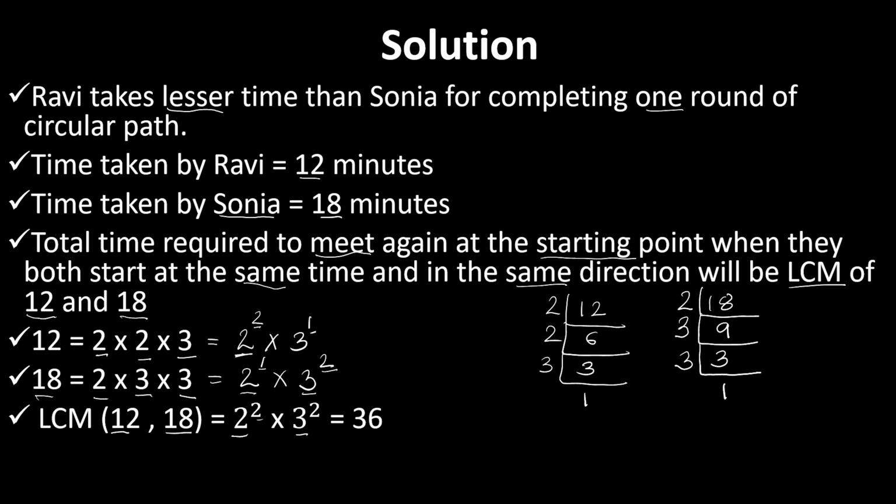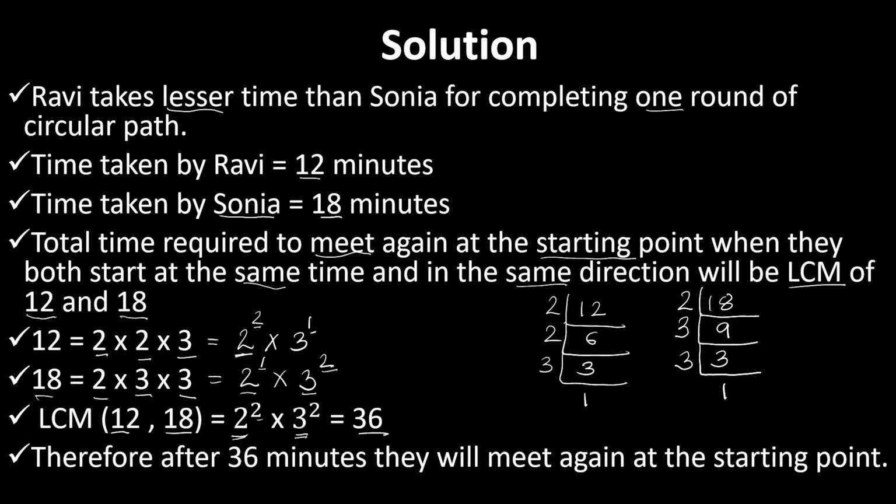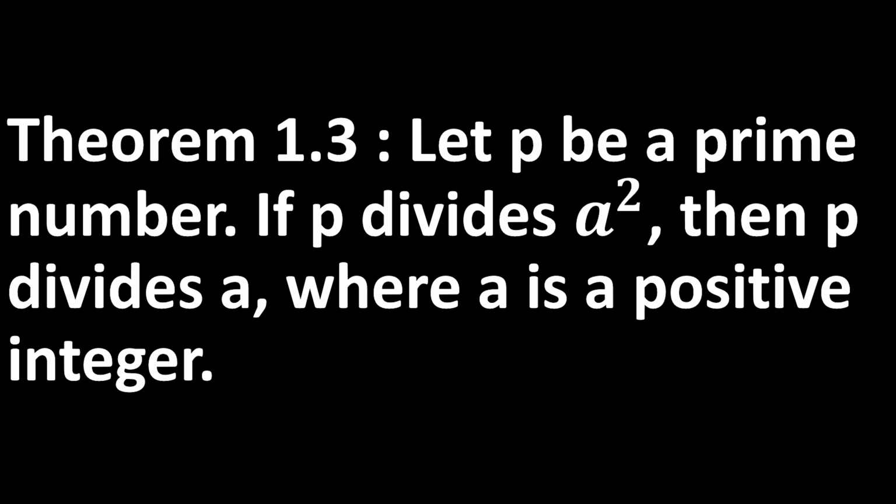Now we will multiply these two in order to get the lowest common multiple. So 2 raised to 2, which will be 4, into 3 raised to 2, which will be 9. So 4 9s are 36. This is what we got as the lowest common multiple of 12 and 18. So therefore we can say that after 36 minutes, Ravi and Sonia will both meet again at the starting point. Theorem 1.3.